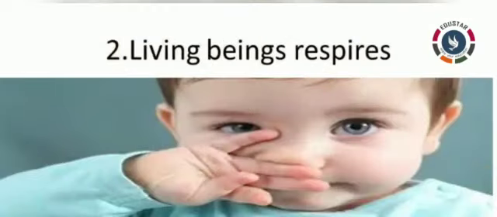The next characteristic of living organisms is that living beings respire to get energy. We cannot live without breathing. Close your nose with your finger for a while. Are you comfortable? No. When your nose is open, you take in air and also you can breathe out air, right?